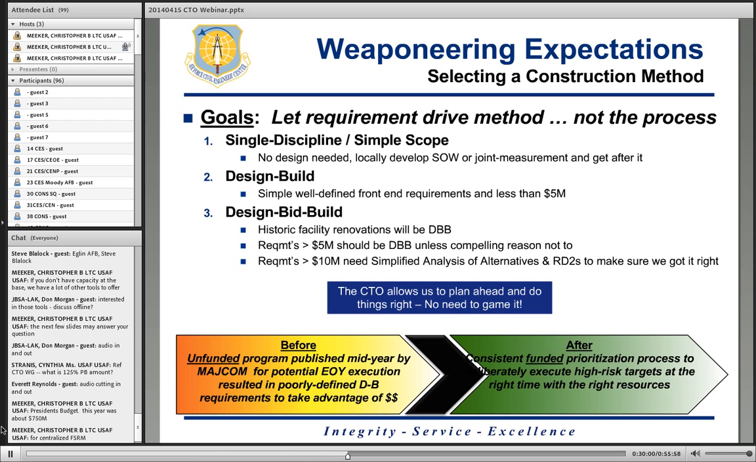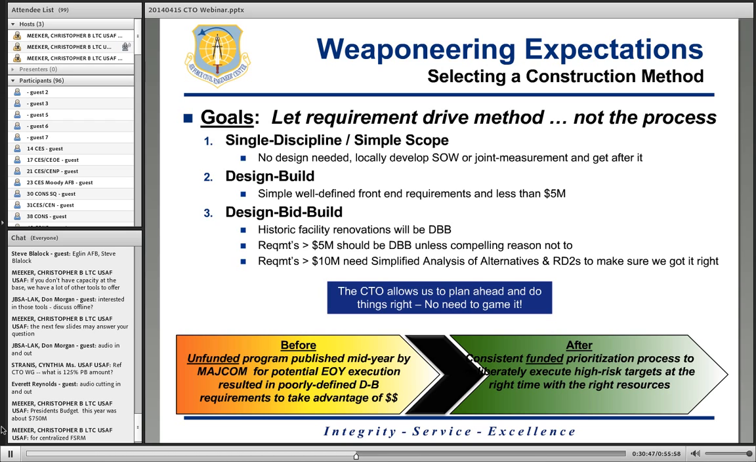Now that we have a centralized approach, a 2-year IPL, a consistent funded process, not unfunded, we can be deliberate and we can execute the high-risk targets at the right time with the right resources, and that means being deliberate about designing the requirement up to the appropriate level. It could be 65, it could be 100% design, but doing that on the front end, tightening up the requirements, and then going into bid build that next fiscal year. Some keys in there, though, that we want to foot stomp. When you're planning and prioritizing your workloads and laying in ACEs what you plan on doing or how you plan on doing that, we're going to expect historic facility renovations to be design bid build because we know we have trouble with those. There's a lot of complexity to those, so let's take our time up front.